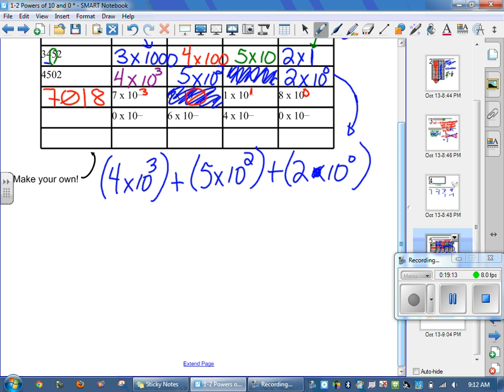And then you're going to make your own. Make another number and try another number. So fill out the bottom 2 rows, please. I'll give you time to do that. Okay, let's try these ones together.